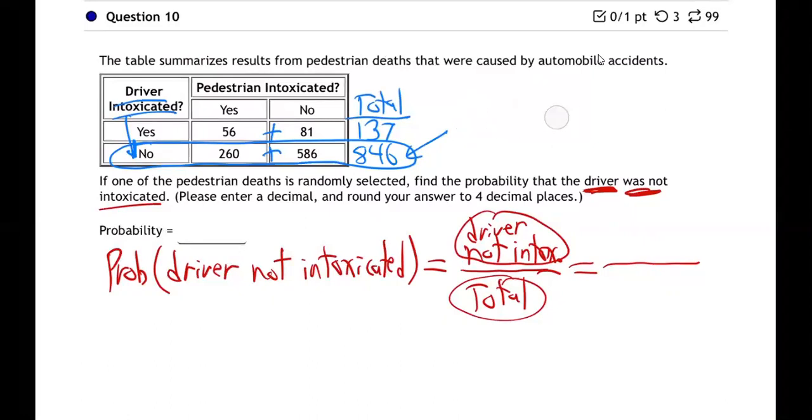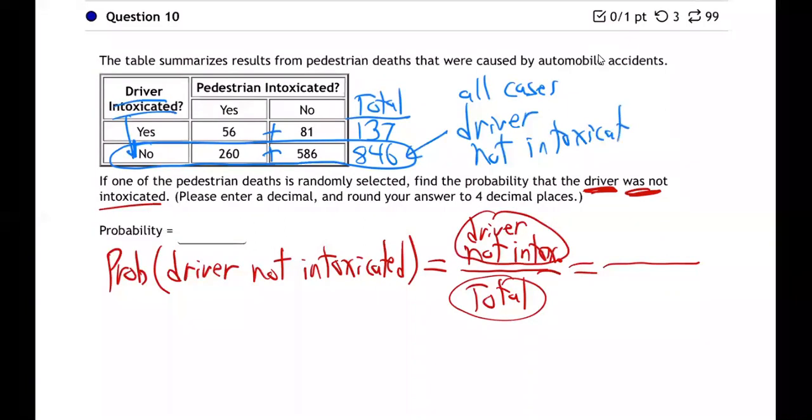I'll avoid the word total, since it's probably confusing. These are all the cases in which the driver is not intoxicated. So that's going to be my numerator. There are 846 cases in which the driver was not intoxicated. In 260 of them, the pedestrian was intoxicated, and in 586, the pedestrian was not. But they're all cases in which the driver was not intoxicated. And on the bottom, I have to put the total, like everything.